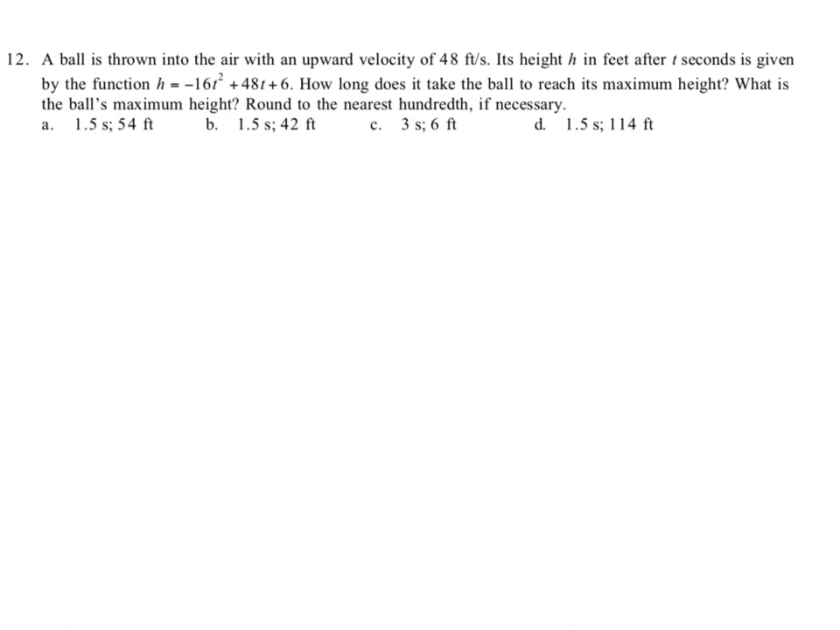Let's see. We need the vertex point, yes? So if we need the vertex point, then what we're going to do is identify the axis of symmetry, and that's x equals negative b over 2a. And what is b? Well, b here is 48. So I can plug in 48 over 2 times what is a? And a is negative 16.